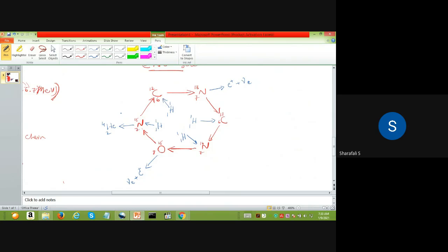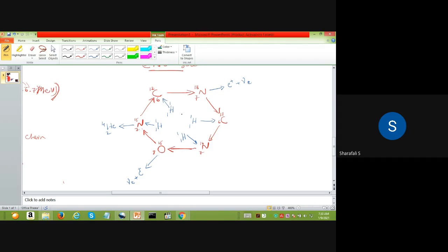This cycle is called the CNO cycle. Even if you consider this case, what is the total product? The CNO, carbon, nitrogen, and oxygen, are not reducing. Their amount is not going to vary, because whatever we started with, that is carbon 12, we are coming back to that carbon 12 itself. So in this total cycle, nothing happens to the carbon, nitrogen, or oxygen. Their number will be the same, because this reaction is cyclic. That's why it is called a CNO cycle.